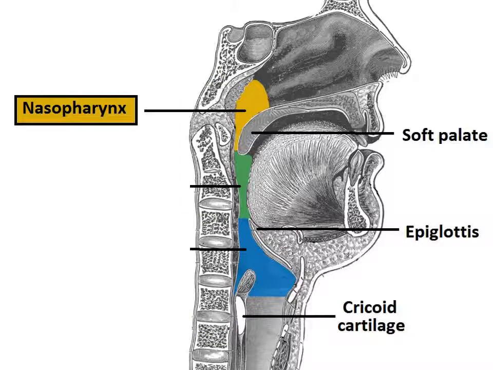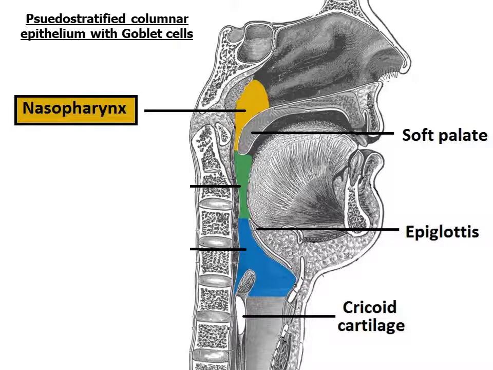Discussing the parts of the pharynx, very important topic. The first and uppermost part is nasopharynx, shown in this color. It is present between base of the skull and soft palate. It is continuous with nasal cavity anteriorly and performs a respiratory function. It is lined by respiratory epithelium, the pseudostratified columnar epithelium with goblet cells.